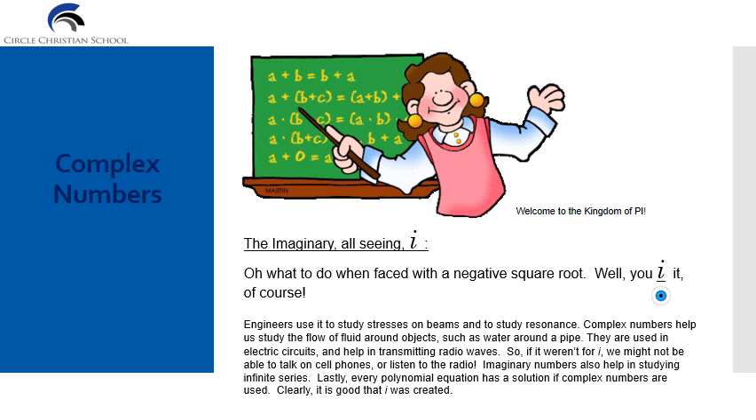The imaginary all-seeing eye. Oh, what to do when faced with the negative square root? Well, you eye it, of course. Engineers use it on things like stresses for beams or studying Renaissance. Basically, anything that has such a fluctuation to it that there is not really a good consistency, but in the chaos, there actually is, and we call it i.